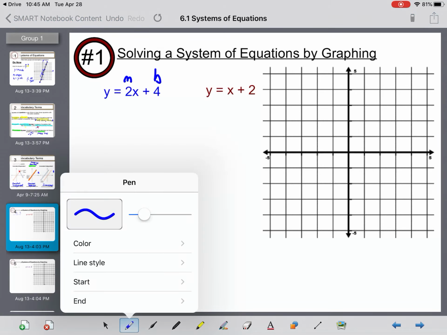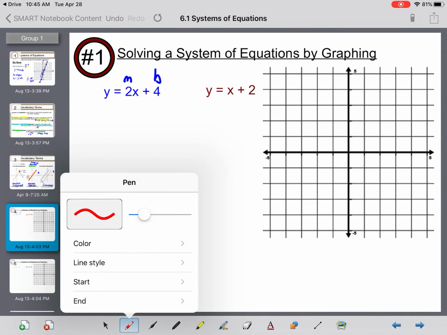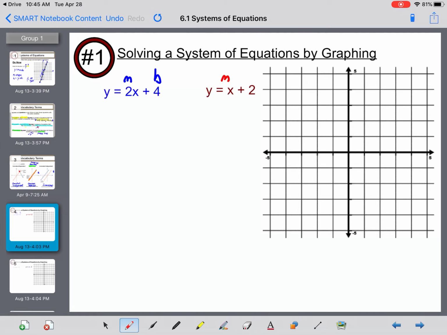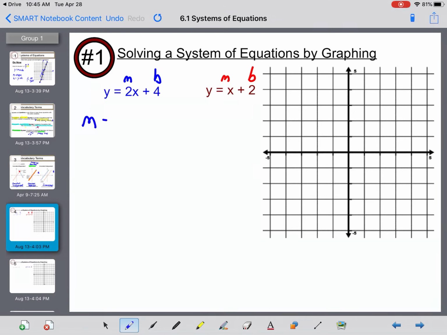So we know we have an M and a B. And then I'm going to do my second graph in red, and we have an M and a B. So let's start with the blue one. The M value is 2, but it's really 2 over 1. And the B value, or the y-intercept, is a positive 4. So I'm going to start up 4 from the center, up 4 from the origin.